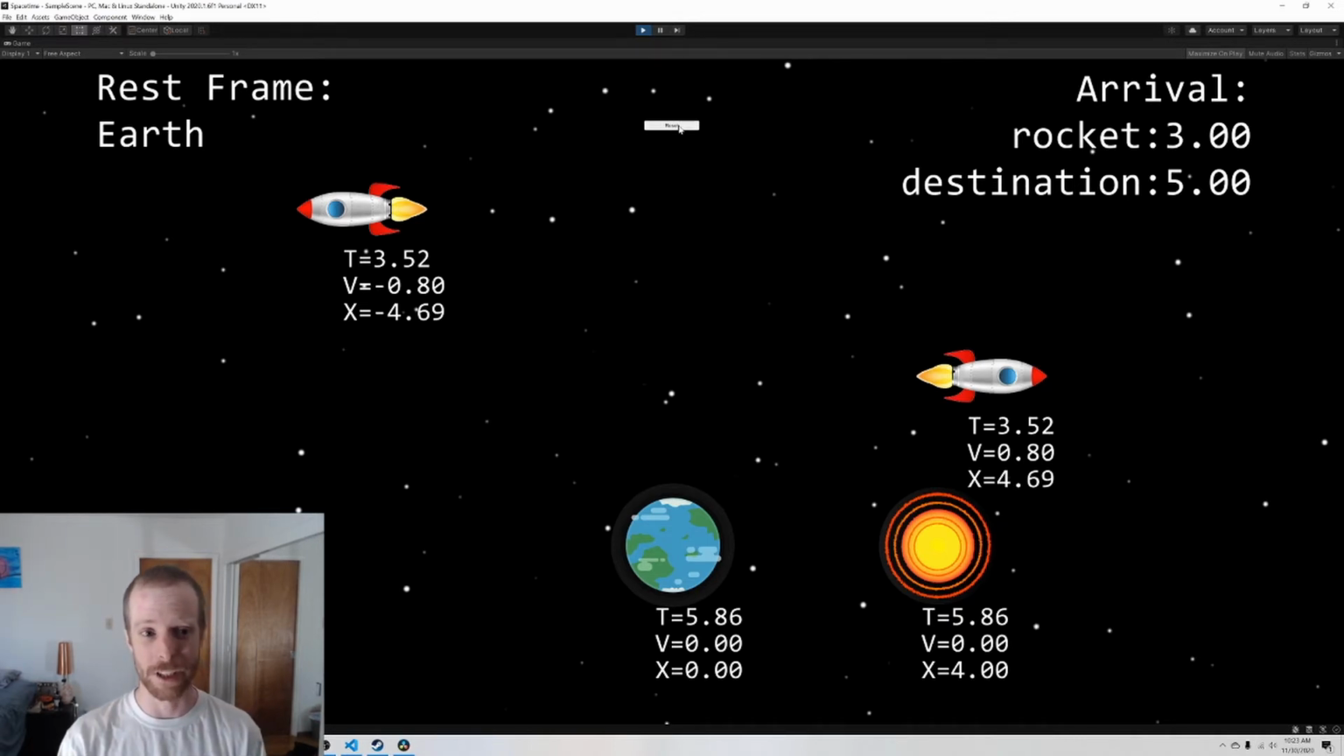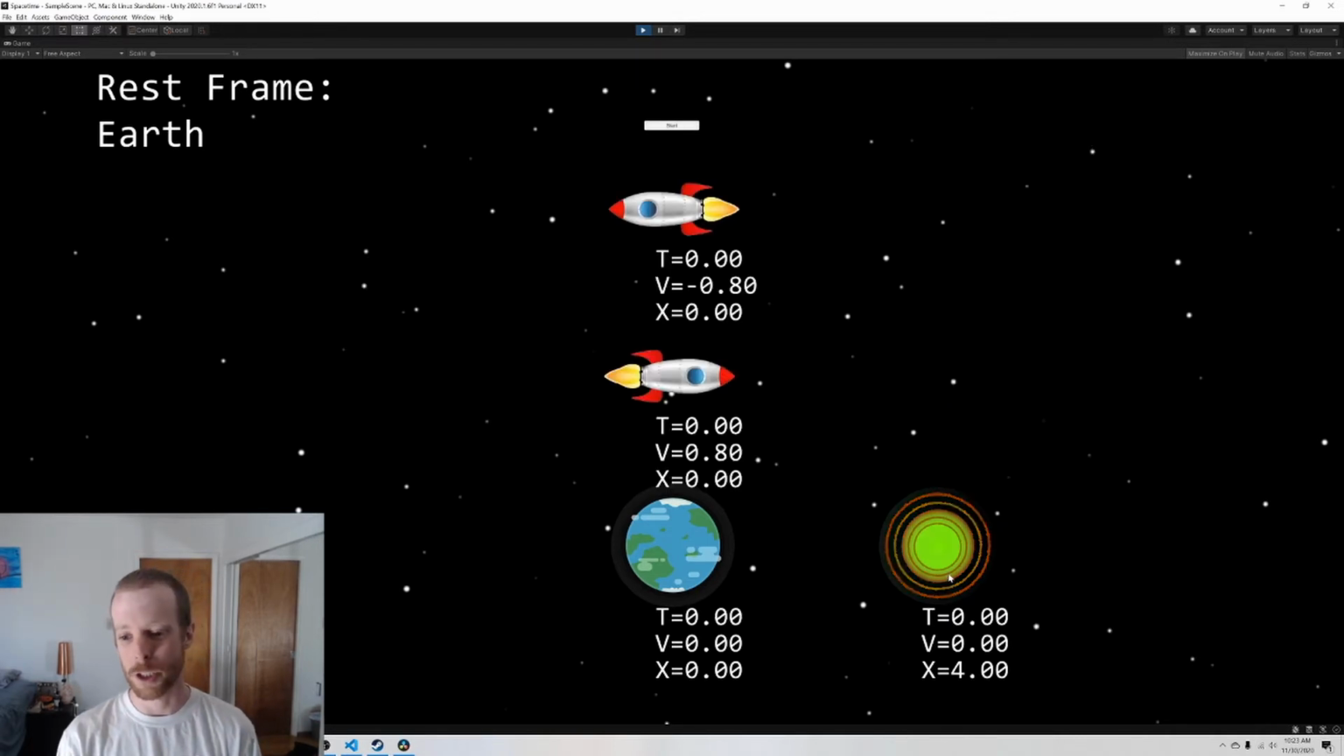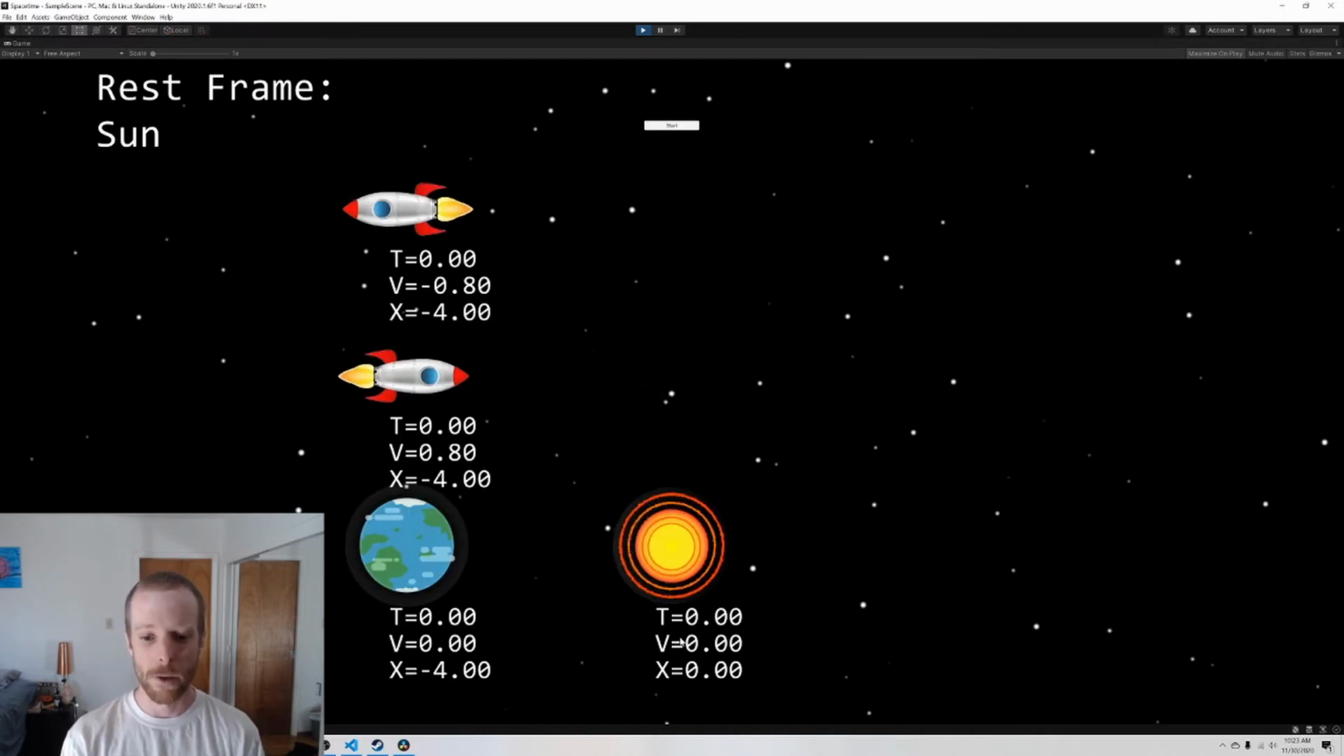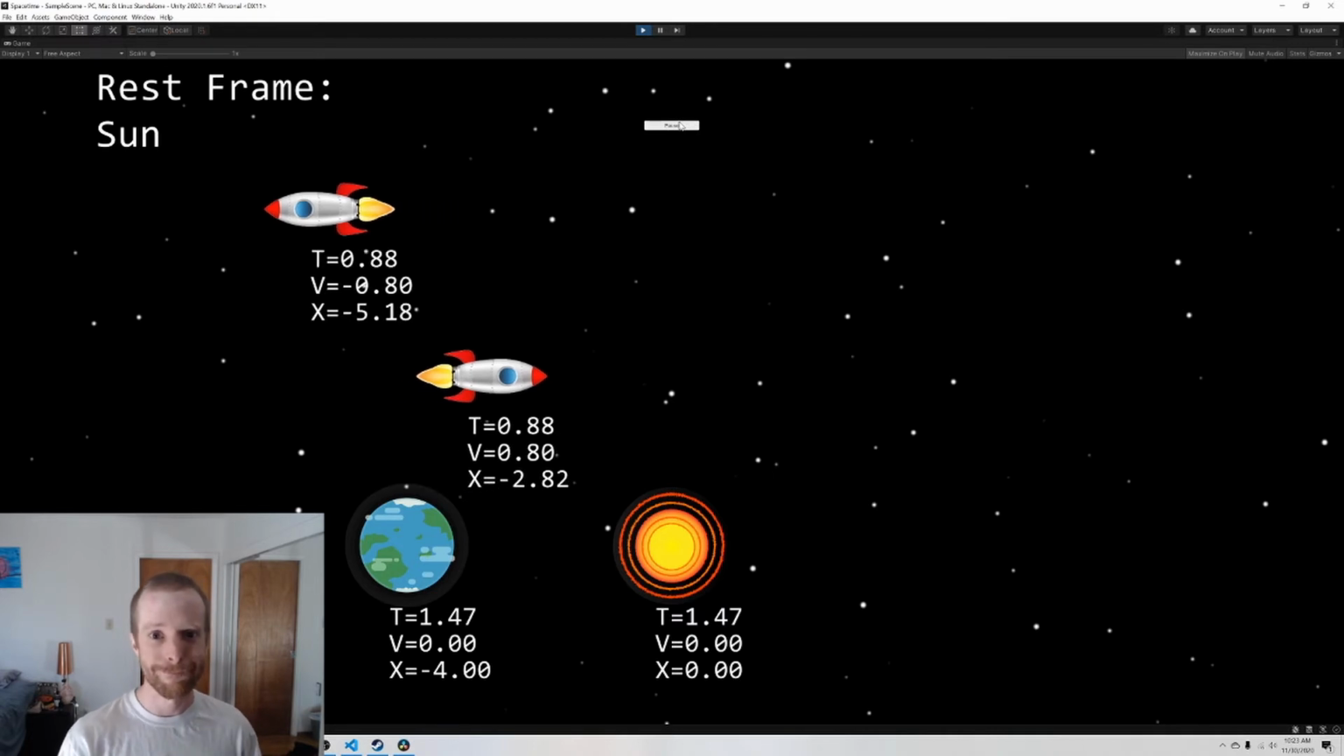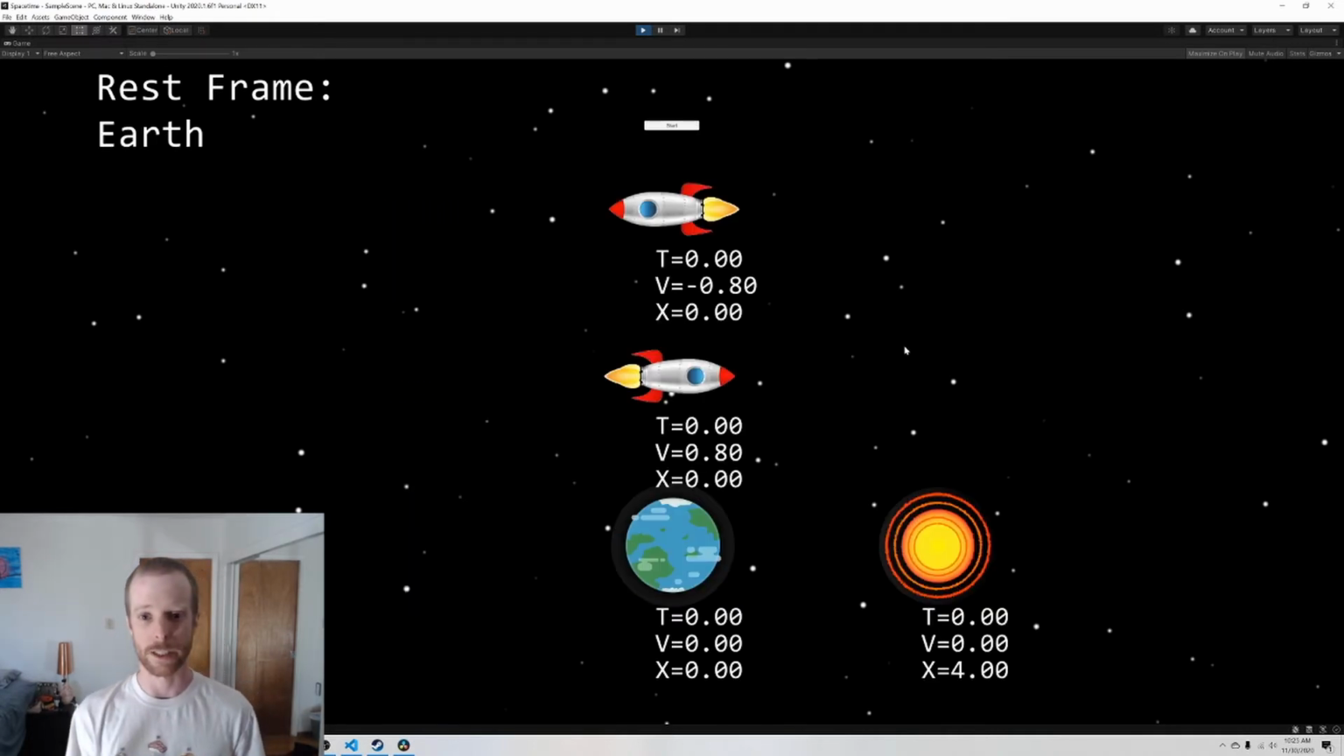Check out some other stuff that this simulation can do. I can switch perspectives. So if I go to, say, the sun, now the sun is my rest frame, which means that its x position is 0, it's in the middle, and everything else has been offset. And if I launch the simulation from here, cool. More interestingly, we can jump into the rocket's perspective. And when we do that, we're going to see all sorts of stuff.